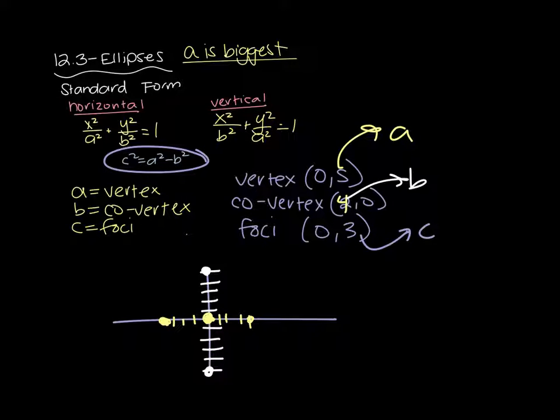The foci are along the axis where the vertex is, the major axis, right? So this would be on 4, so the foci would be here. Wait, so the foci is the endpoint of the major axis? No, the vertices are the endpoints. Okay, so what's the foci?